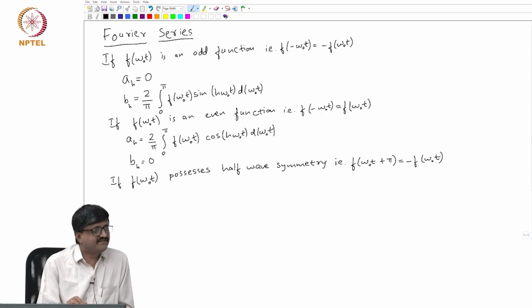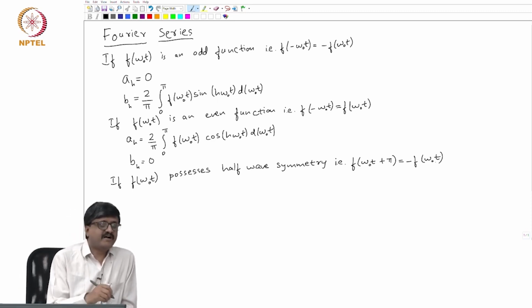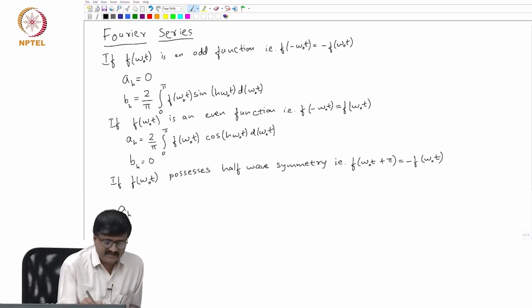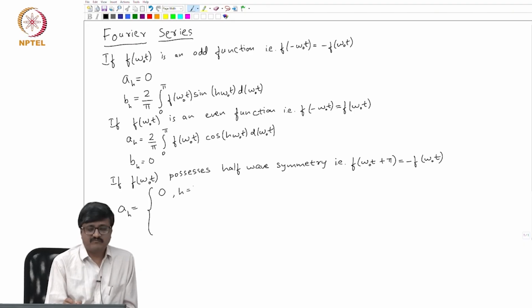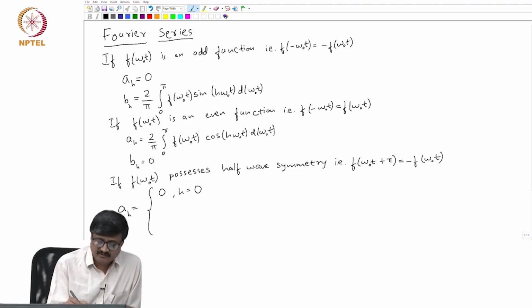Do you recall the simplification in this case? Only odd harmonics. So, for all even values of h, a h as well as b h is 0. So, let us look at the expression a h. a h is 0 when h is equal to... what about 0? If h is 0, then a h is 0. Say h is 0 means it is an average value. Average is 0 for half wave symmetry. So, 0, 2, 4, 6, and so on.